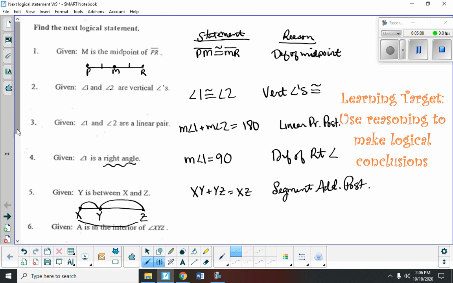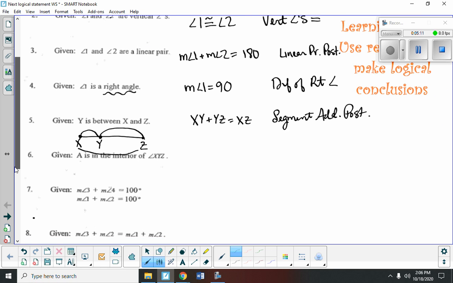The next one is similar. It says A is in the interior of angle XYZ. So point A is in the interior of angle XYZ. So draw a picture. And if point A is in the interior, what do you know? Well, we don't know where it's located. A could have been up here or here, so I don't know that it's in the center. So I can't make that conclusion about the angles. But what I do know is that if you add up this one plus this one, it will equal the whole angle. So the two smaller angles add up to the size of the large angle.